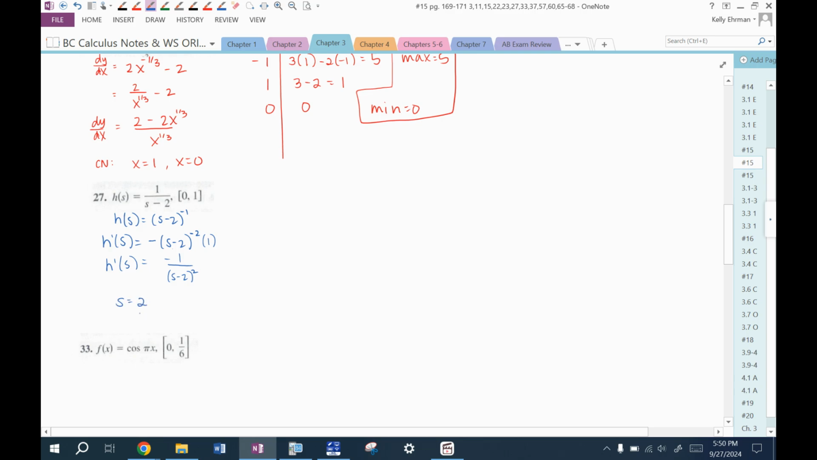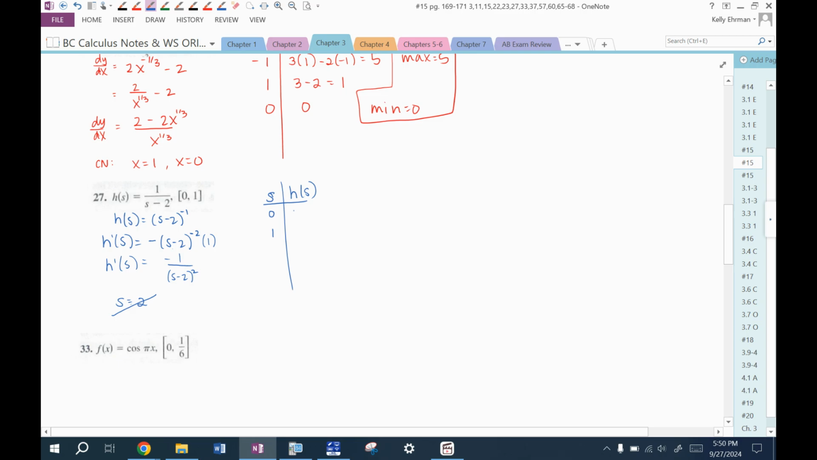Now, 2 is not in this interval. It's beyond the endpoint. So there's no potential for a relative extrema in this interval. We still have to do the work, though. So for h of s, we still have to plug in the endpoints because remember, this is a continuous function on this closed interval. It is continuous everywhere but 2. And that means that we definitely are going to have a high and a low point.